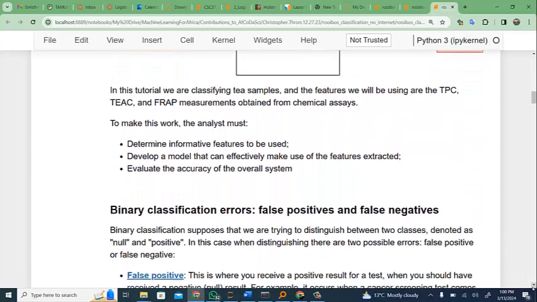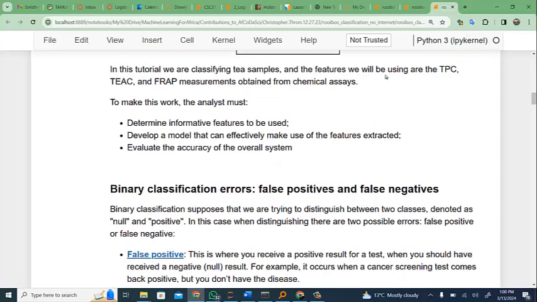Now what we're going to do is, using our t-samples, we will take individual features and use the individual features to try to determine whether the t-sample is fermented or unfermented.